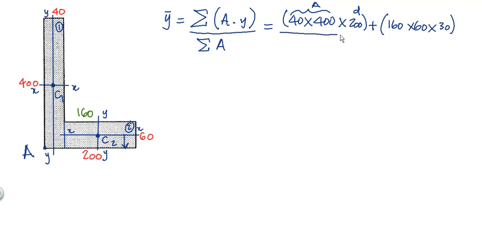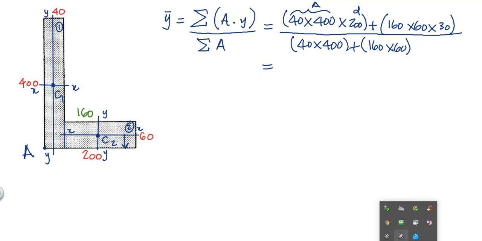Over the total cross-section area of the object, which is 40 by 40 plus 160 times 60, and that's the easy bit. So it's 40 times 400 plus 160 times 60 is equal to. Right, let's do the calculation. Now pause this for a second so we can work it out.